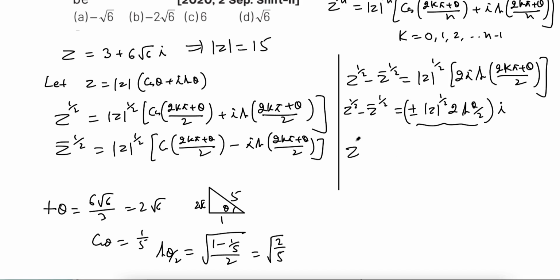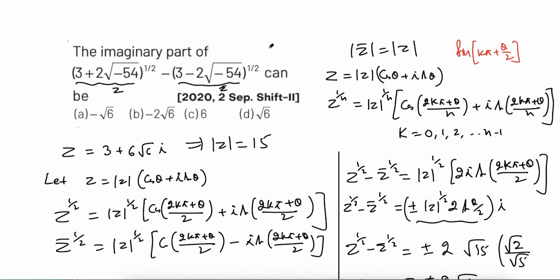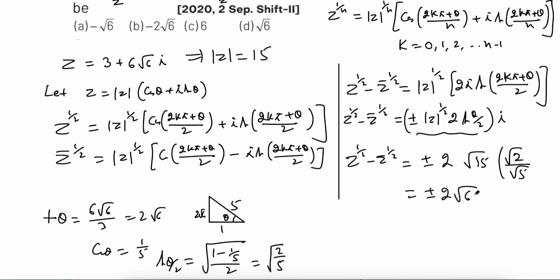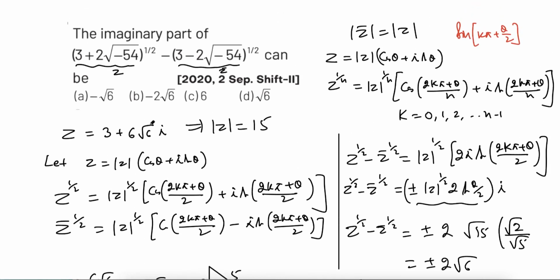Put it here. So z to the power 1 by 2 minus z bar to the power 1 by 2 equals plus minus, this value becomes your 2, let it be like this, and mod z to the power 1 by 2 is root 15. So root 15 into sin theta by 2, means root 2 by root 5. Root 15 means root 5 into root 3, so root 5 will get cancelled. So this is going to come as plus minus 2 root 6. Means the imaginary part of this is plus minus 2 root 6. Basically this value is equal to plus minus 2 root 6 i. So they are saying plus minus 2 root 6, so the option will be B.